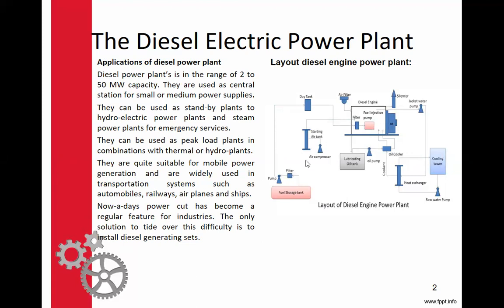Then, these are the parts: starting air tank, oil pump, then lubricating oil tank, oil pump, oil cooler. Those are parts. Heat exchanger to the cooling tower. The raw water pump goes to the cooling tower, it circulates here because of the heat loss. Then, the heat loss of the jacket water goes back there.